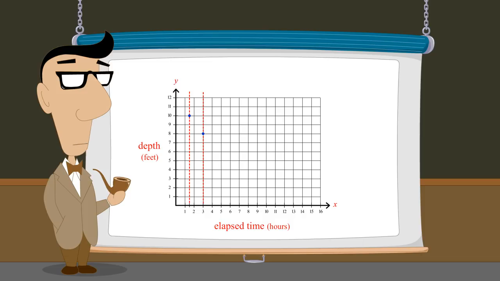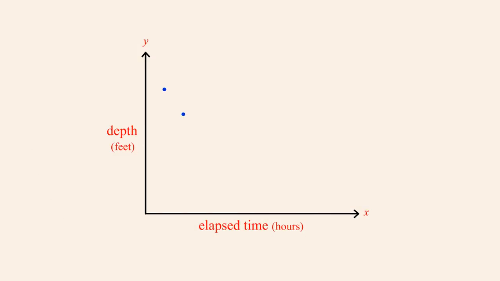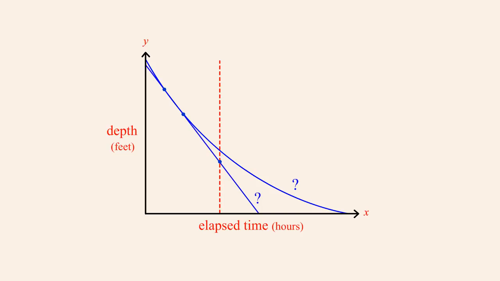However, there is one problem. With only 2 data points, it is impossible to determine whether the water level is dropping by the same amount every hour, or if the water level drops more quickly as time goes on, or perhaps if the water level drops more slowly with increasing time. Taking one additional measurement a third time would allow us to determine which scenario more accurately represents the water level as a function of time.